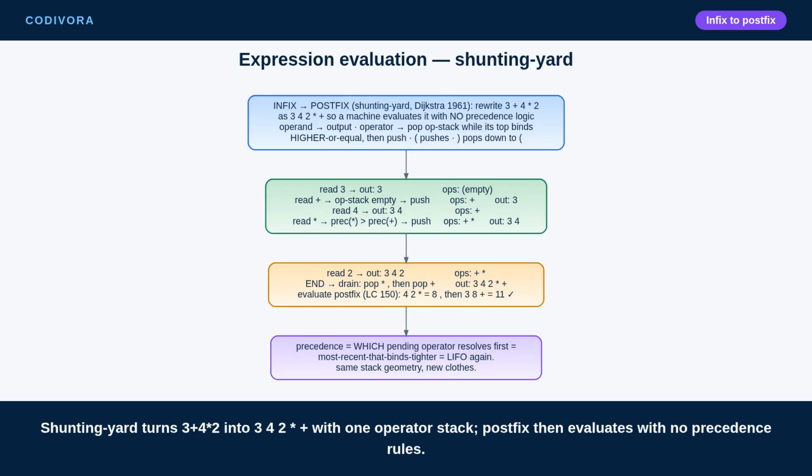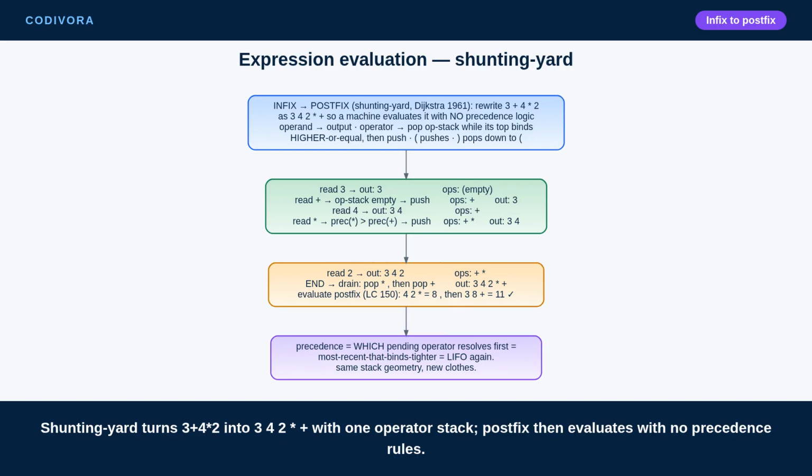Turning math you can read into math a machine can run. 3 plus 4 times 2 becomes 3, 4, 2, times, plus. Operands go straight to the output. An operator waits on a stack until something higher priority pushes it out. Times outranks plus so it lands first. Then postfix evaluates with no precedence rules at all. 4 times 2 is 8, plus 3 is 11. It's called shunting yard because the operators wait on a siding like train cars and get shunted out in the right order.